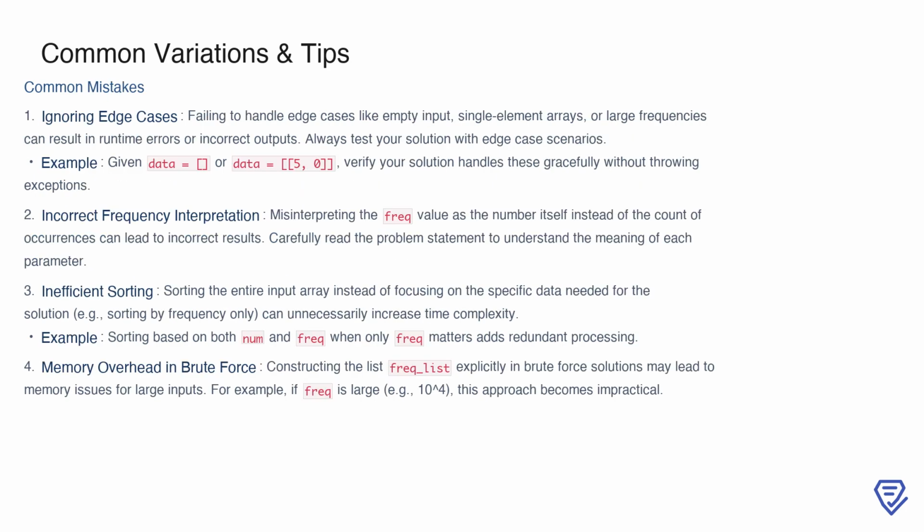When solving this problem, there are several common mistakes to avoid that can trip you up during implementation. First, it's crucial not to ignore edge cases. Scenarios like an empty input, a single element array, or even large frequencies can cause runtime errors or incorrect outputs if not handled properly. For instance, if the data is empty or contains something like 5, 0, your solution should handle these gracefully without crashing or producing invalid results.